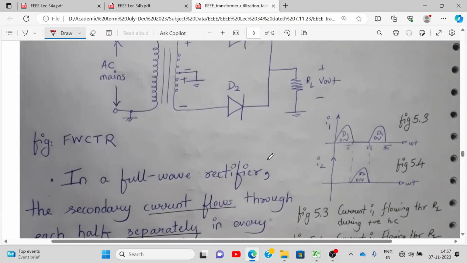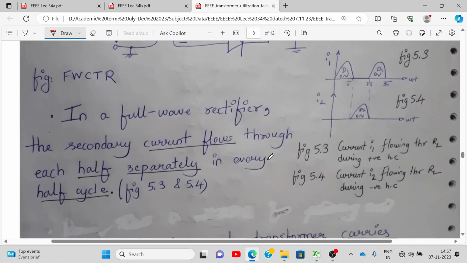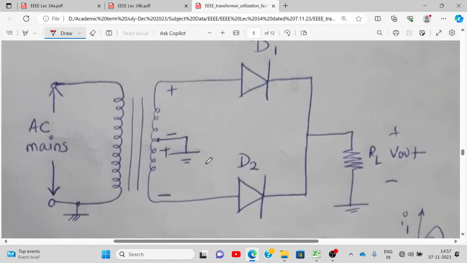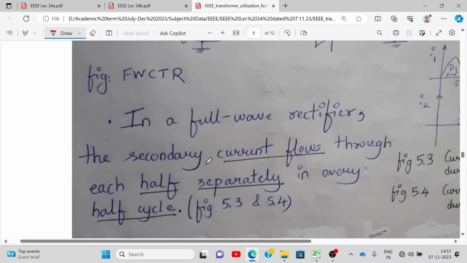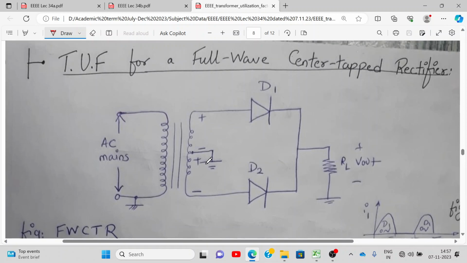Now, for full wave center tap, the story is different. How it is different, I'll tell you. In a full wave center tap rectifier, the secondary current flows through each half separately in every half cycle, right? Are you understanding? The entire coil is not utilized. So during the positive half cycle, only T1 is on. It flows through the resistor RL and then back to this coil. So one half of the secondary coil is utilized, not the entire coil.